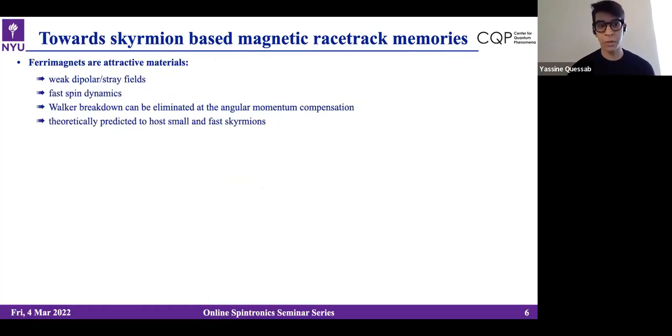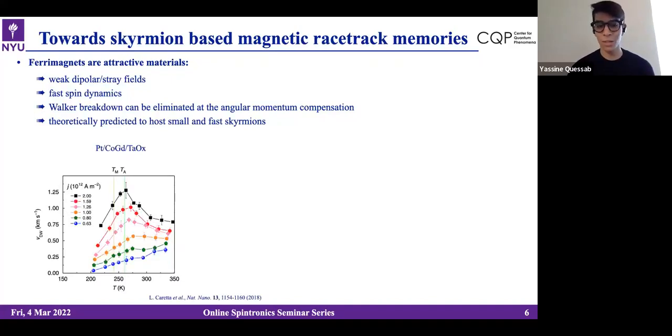On the other hand, ferrimagnets are attractive materials because of their weak dipole fields, fast spin dynamics, and the Walker breakdown can be eliminated at the angular momentum compensation. And they are theoretically predicted to host small and fast skyrmions. So I think a few weeks ago, you had a talk from Lucas that wonderfully explained the advantages of ferrimagnets.